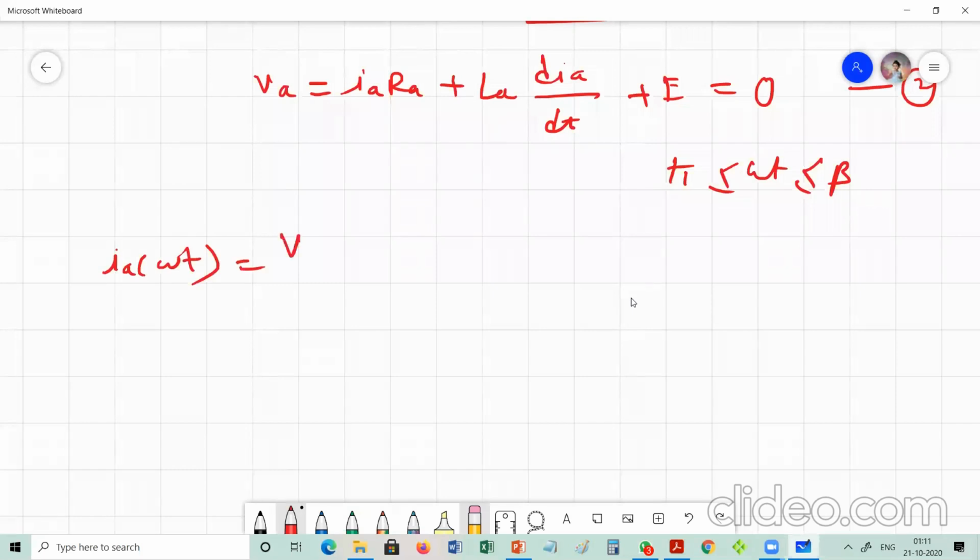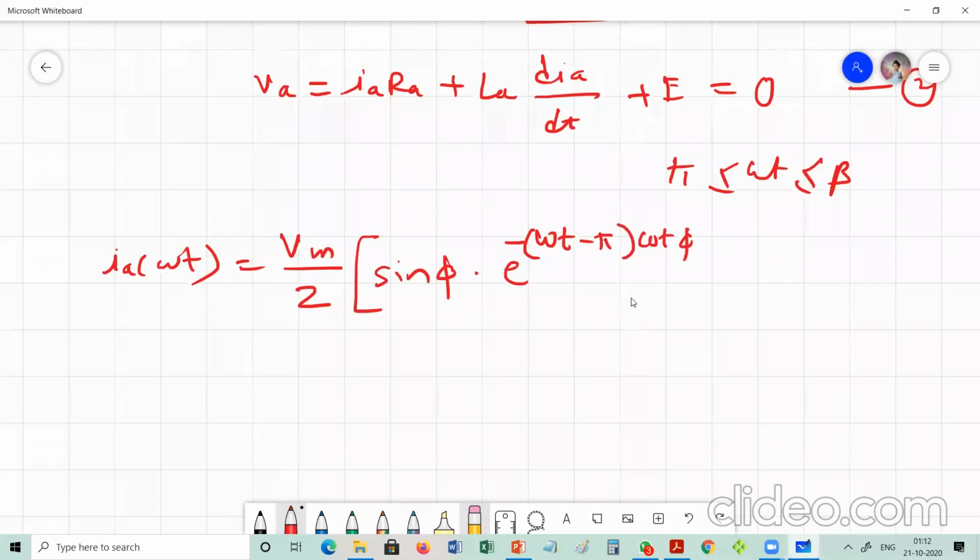Okay, I of omega is equal to Vm by Z into sine phi into e raised to minus omega t minus pi into cot phi, minus sine alpha minus pi.